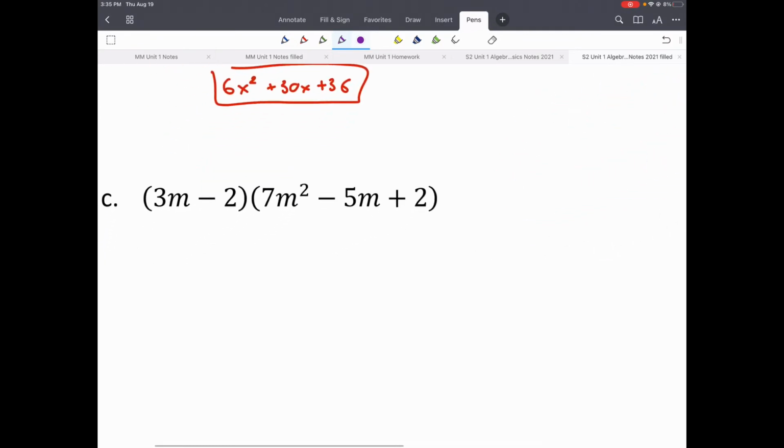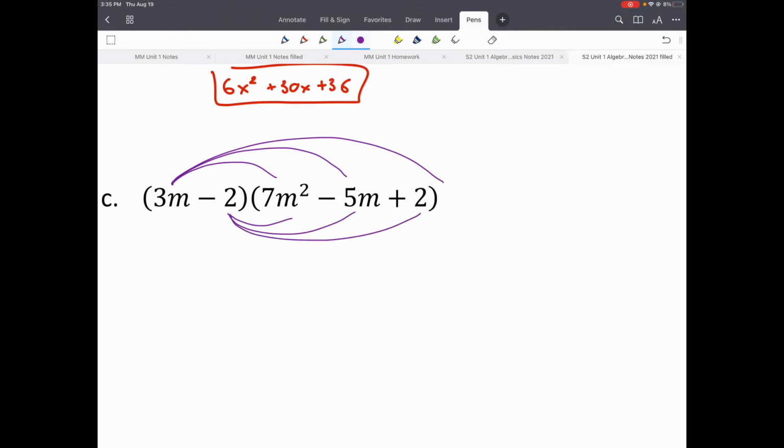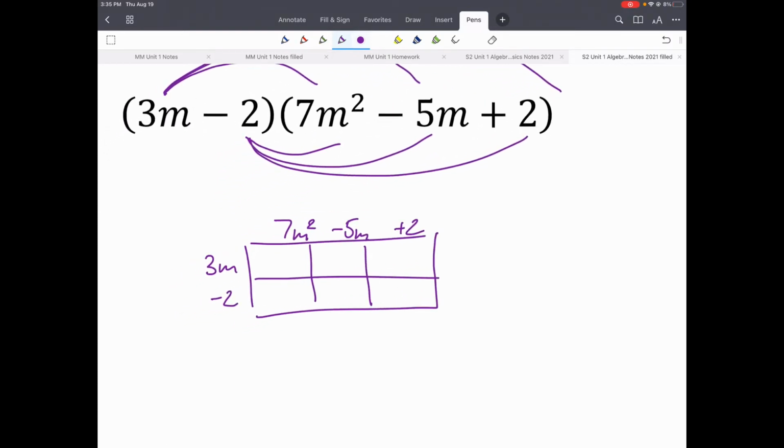All right, you can even do a binomial times a trinomial. Again, if you want to do it this way, you just need to make sure you distribute everything to everything. Or if you prefer, you could do a 3 by 2 box. And sometimes I think that is very useful, as these get bigger, it's more likely that you could make a mistake. So I would just multiply these things together.